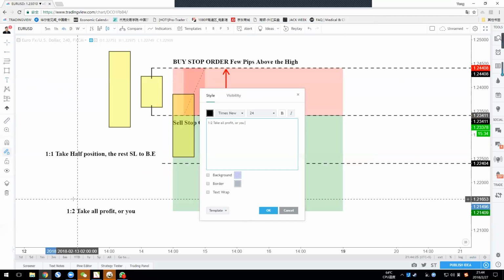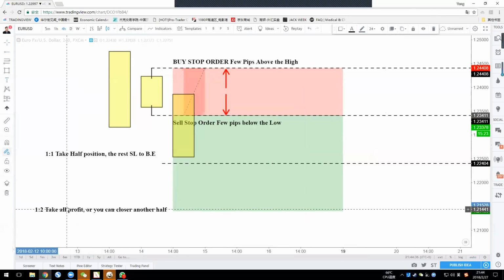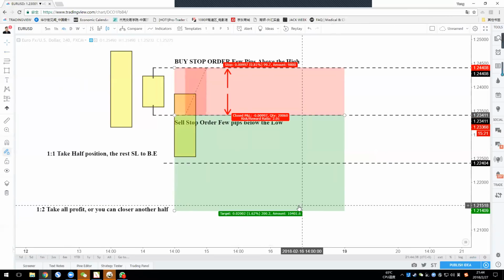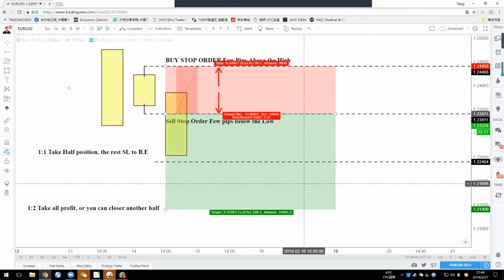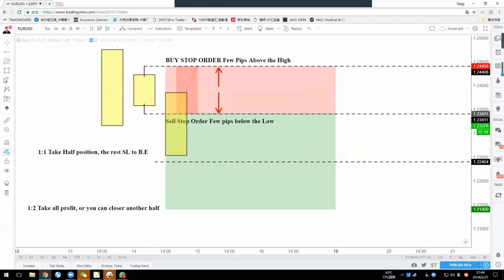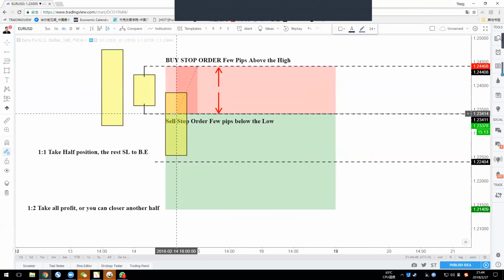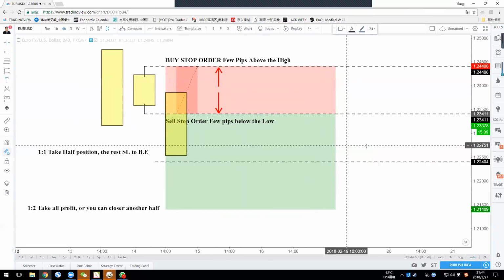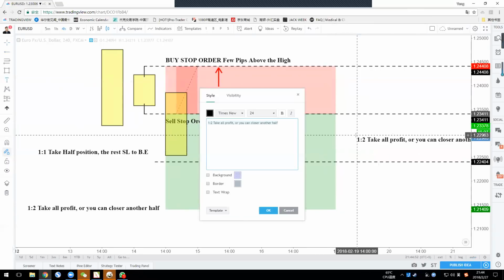or you can close another half, so which is a quarter, halves of the half, because this is statistics. This is actually purely math. Imagine you have a sell order here, and it goes to this place. You take half position. Say for example you win by 50 pips.